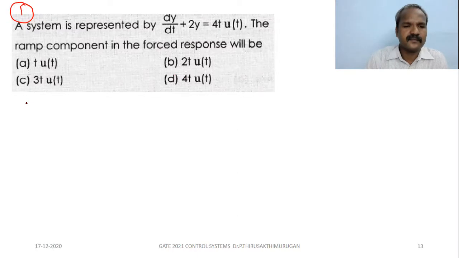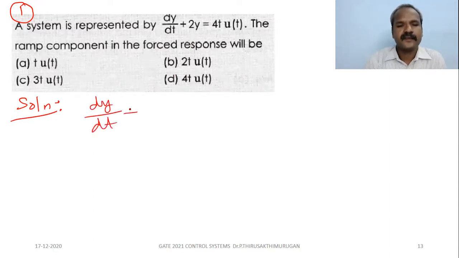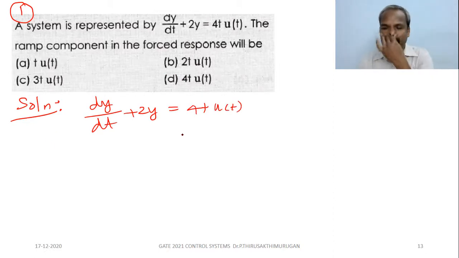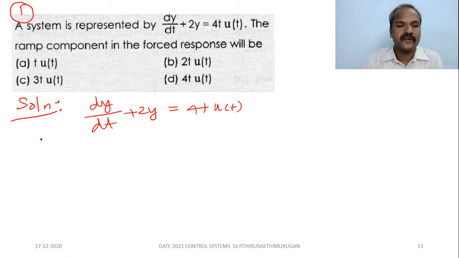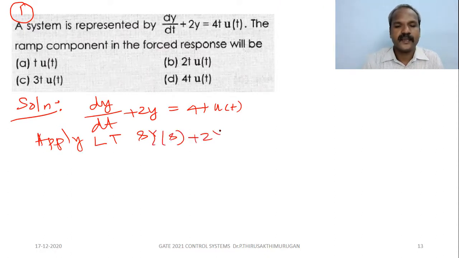Okay, the solution. The system is given by dy by dt plus 2y equal to 4t u of t. So let us find the transfer function model from this system, y of s by u of s. So apply the Laplace transform. So what do you get? S into y of s plus 2y of s equal to 4t u of s.